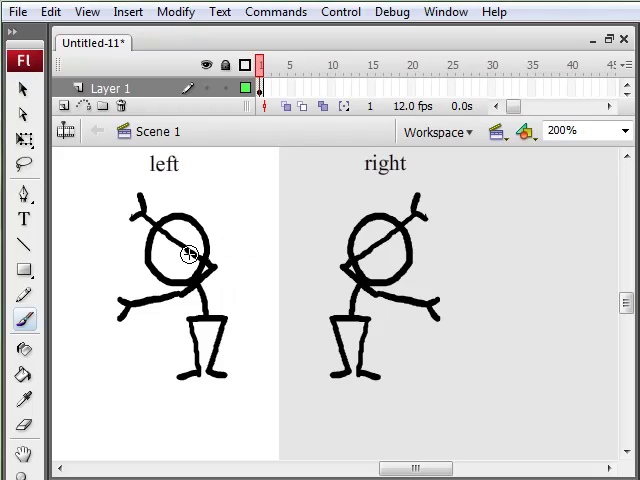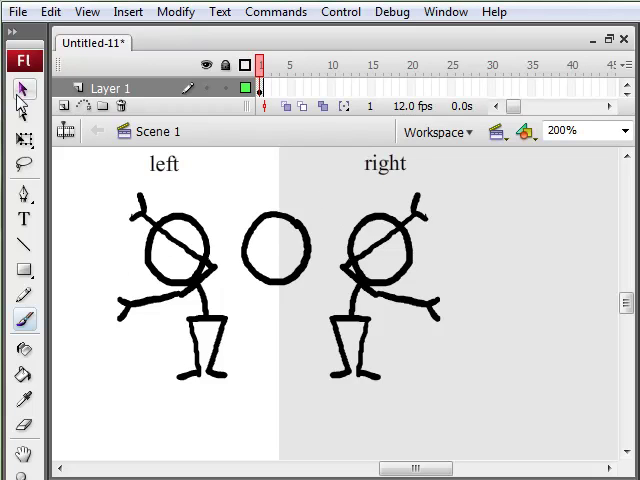So imagine this head is a ball, and I'm moving the ball from left to right. And in the last example, I had it going from fast to slow. So let's do slow to fast. But a perfect in-between between these two positions would be right in the center. That's called an in-between when it's a perfect in-between between two positions.